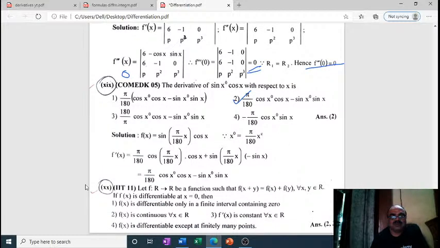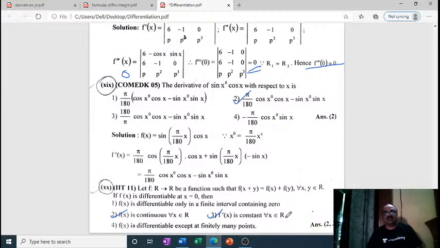Look at the last one. This is an interesting question that needs to be planned out. F of x plus y is equal to f of x plus f of y for all values of x and y which belongs to R. If f is differentiable at x equal to 0 for this function, what are the answers? One is f of x is continuous for all values of x belongs to R. Number 2, f dash of x is constant for all values of x belongs to R.